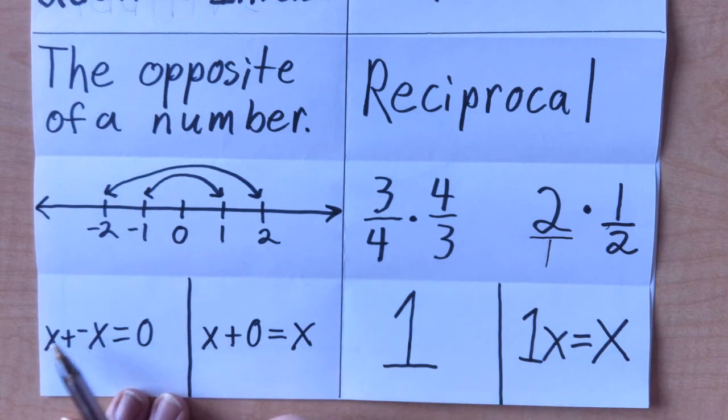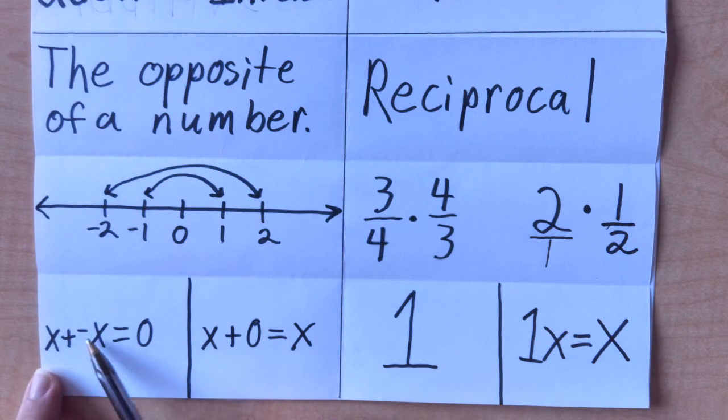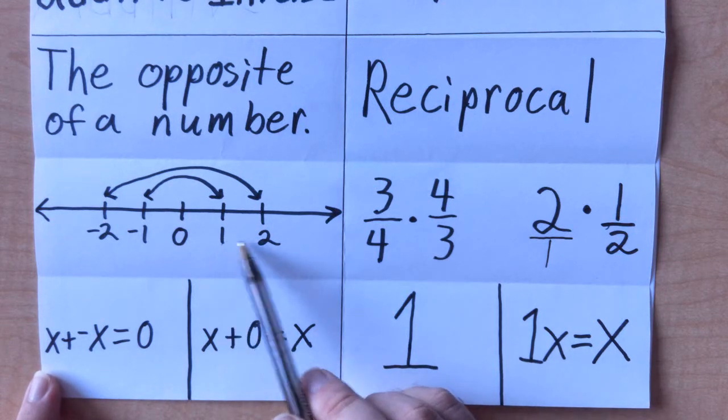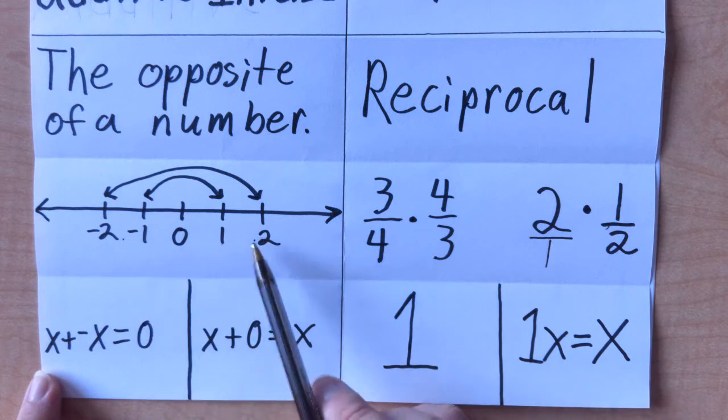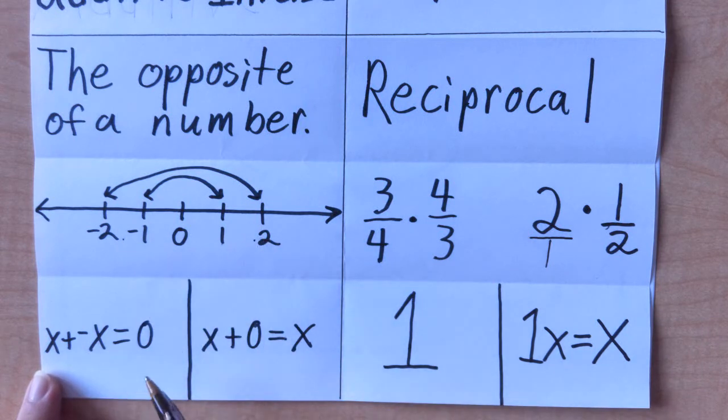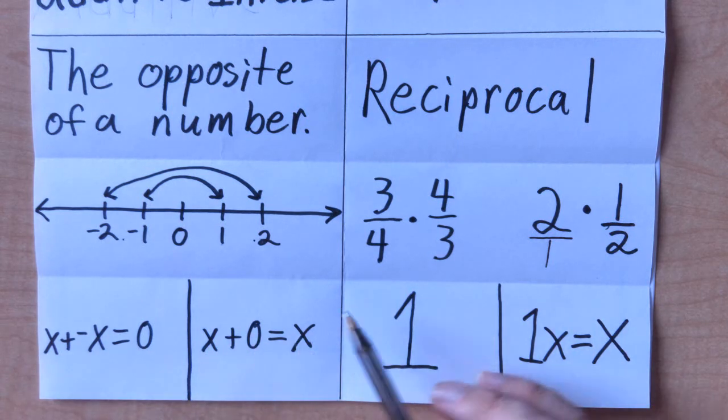Right, opposites. If you have x plus its opposite, these two numbers add to 0. Adding 0 to any number, it's just itself. So these are additive inverses because when you add them together, you get 0, and 0 is a number that, when added to anything, doesn't change the value.